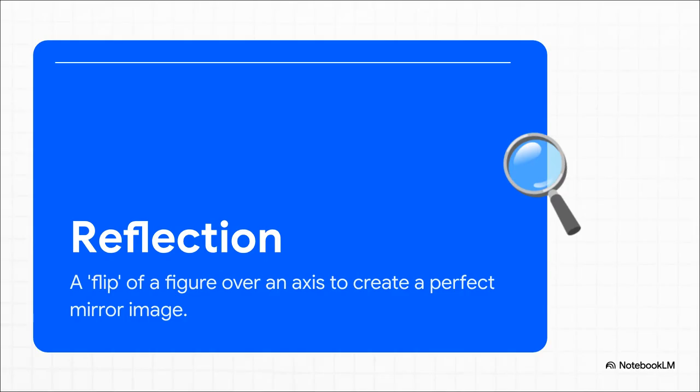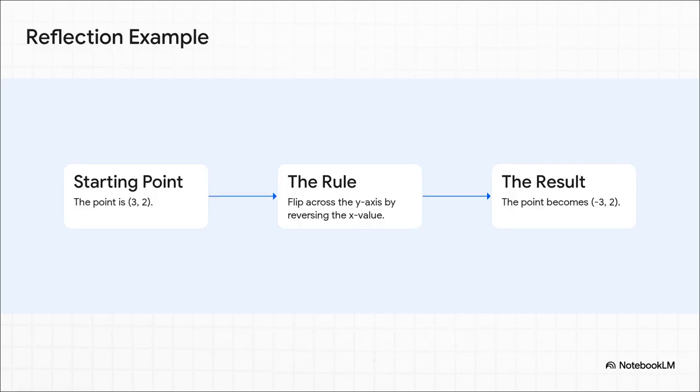The first one is called a reflection, but you can just think of it as a flip. It's exactly what it sounds like, what you see when you look in a mirror. You take a shape, you flip it over a line, and boom, you get a perfect reversed image on the other side. And the math for this is actually pretty simple. So check out this example from the worksheet. We start with a point at the coordinates 3, 2. When we reflect it, or flip it, across that vertical y-axis, only the x value changes. It flips to its opposite. So the point lands perfectly on -3, 2.